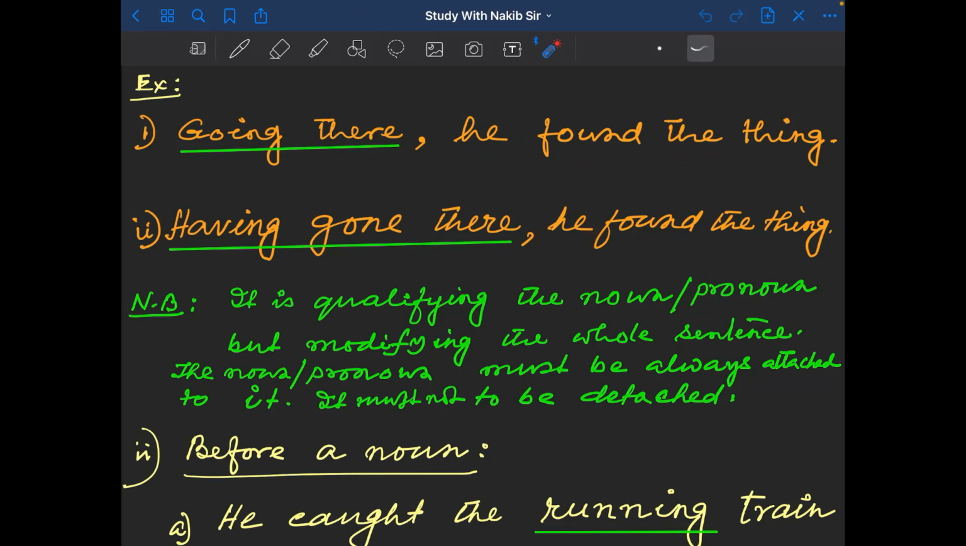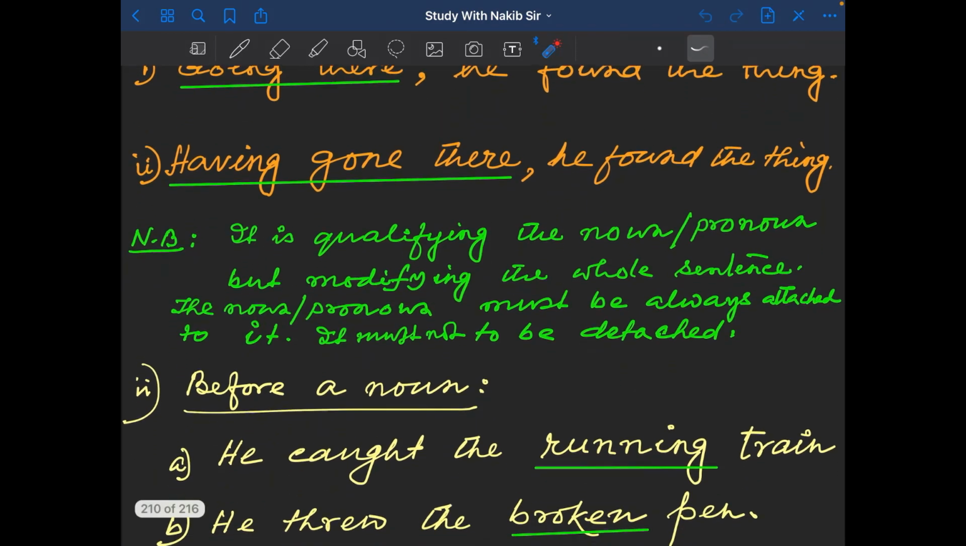I have already said, the noun or pronoun must always be attached to it. They must be attached always. They must not be detached. This going is attached to this. So the participle and the subject are attached.